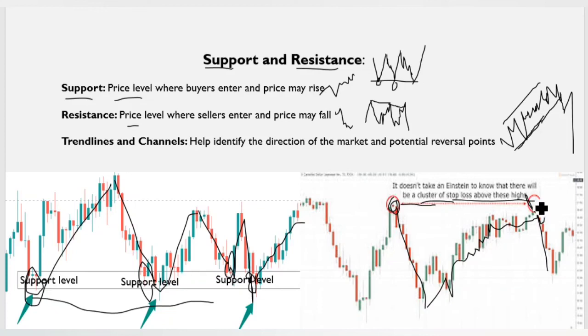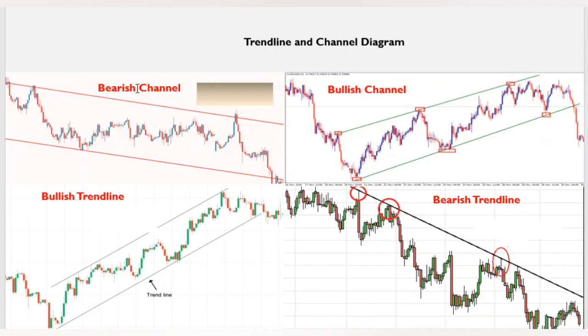And now let's get to the channels diagram. As you can see right here, this is a bearish channel. As you can see, the market is falling, right? So this is a bearish channel, and it indicates that sellers are more in control, pushing price down. And as you can see here, we have the bullish channel.